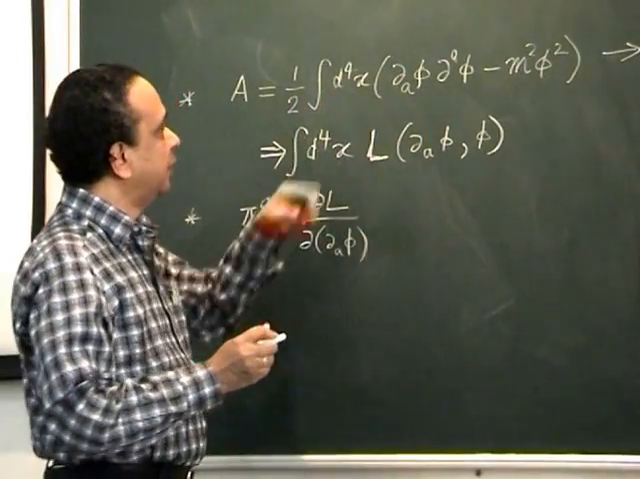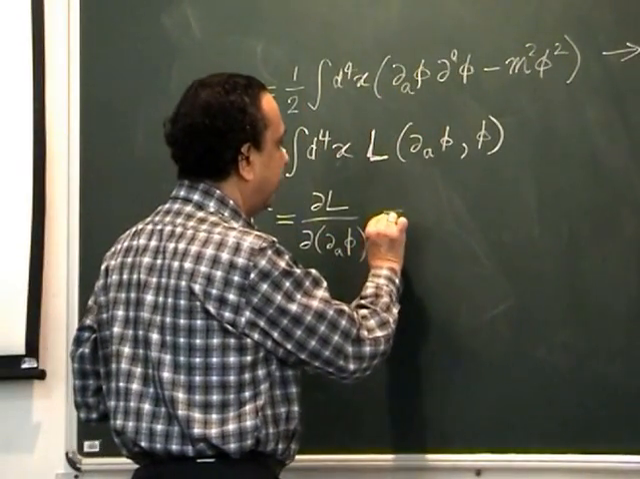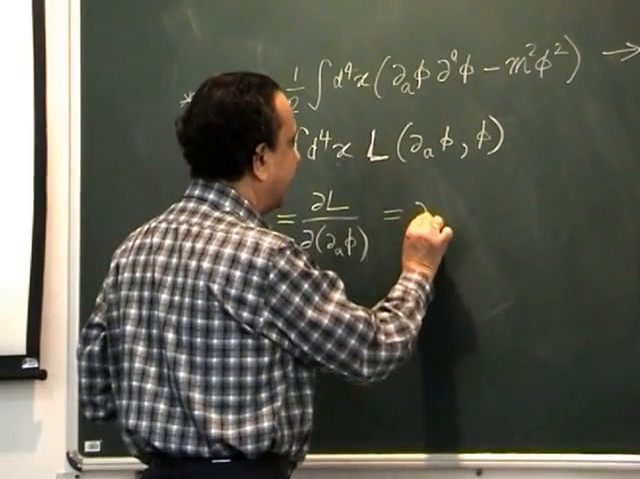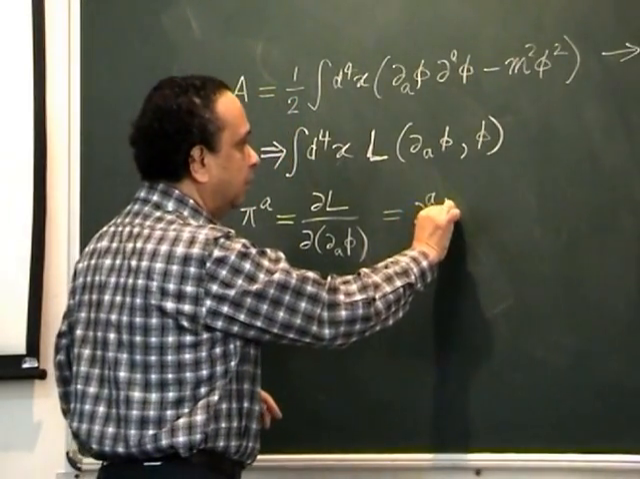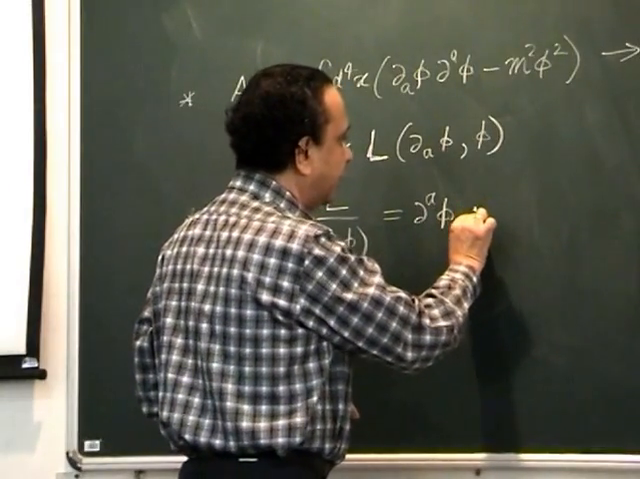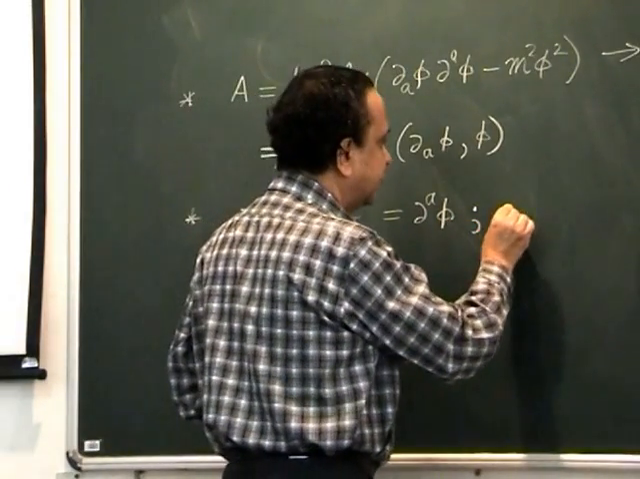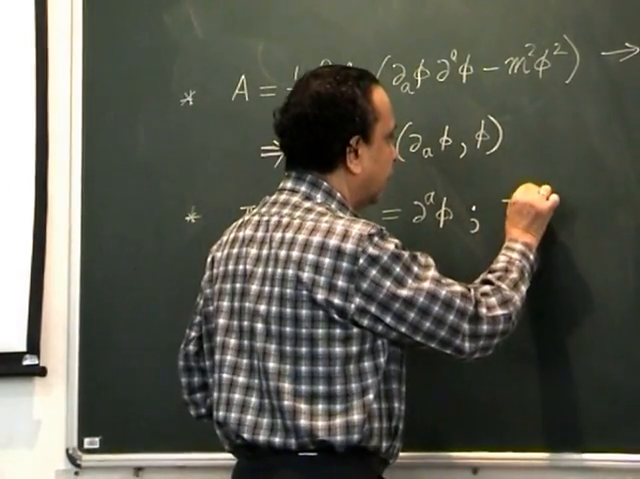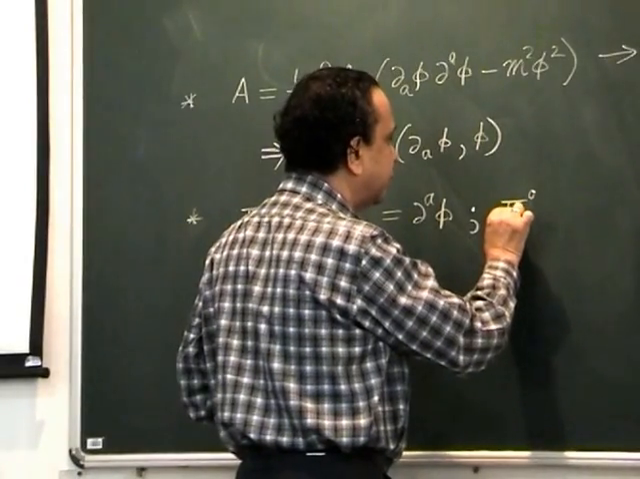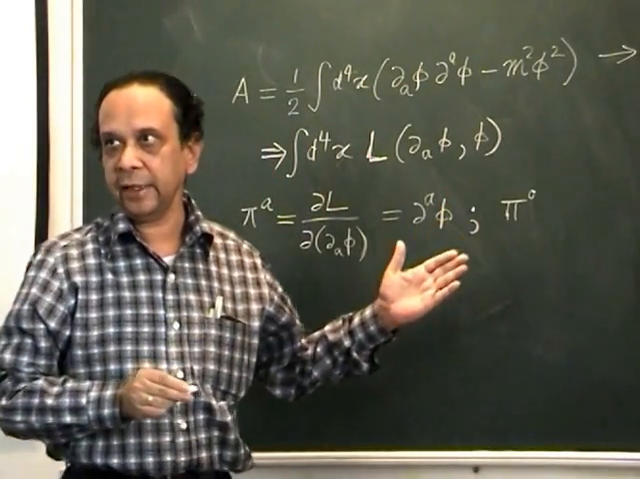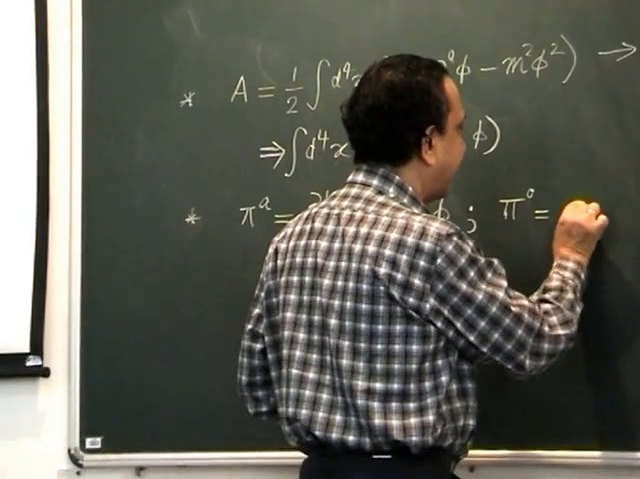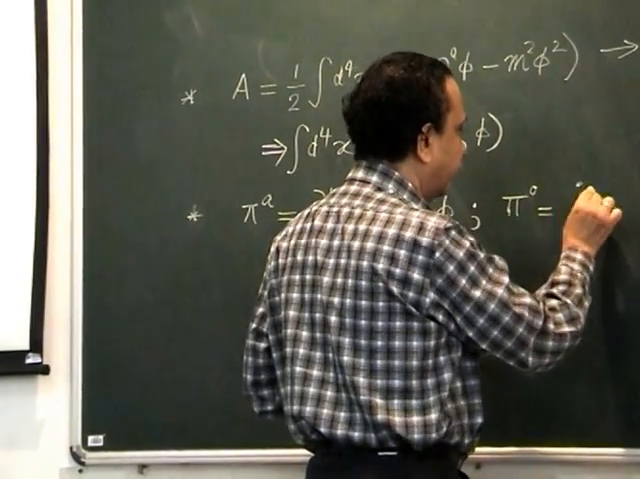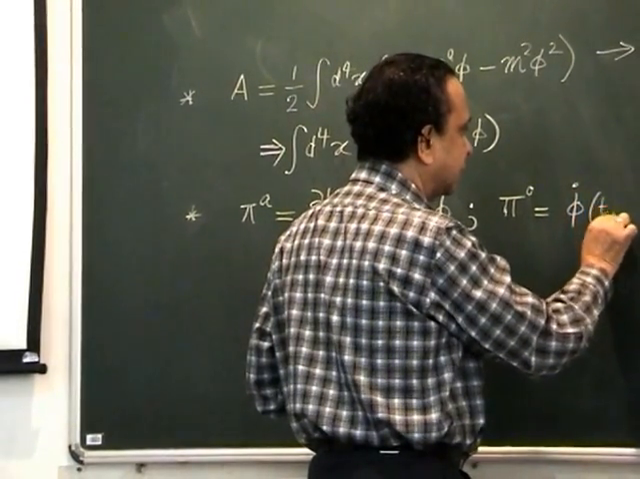So if you differentiate, the one half factor goes away and you end up getting dA of phi. In particular, the important quantity which we want is pi 0, which in field theory books would usually be denoted as just pi. That pi 0 is the zeroth component of this, which is just phi dot, which of course is a function of t and x.